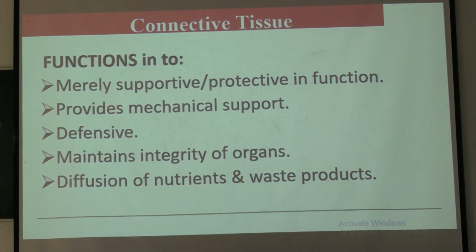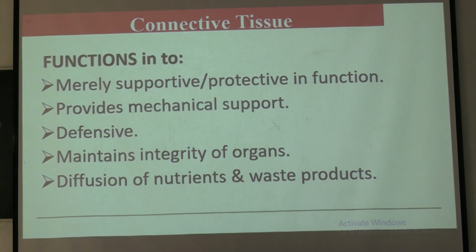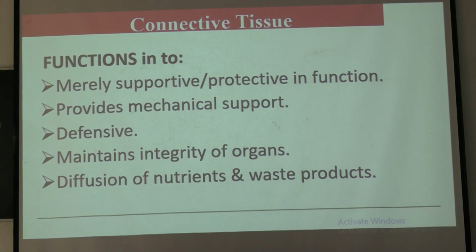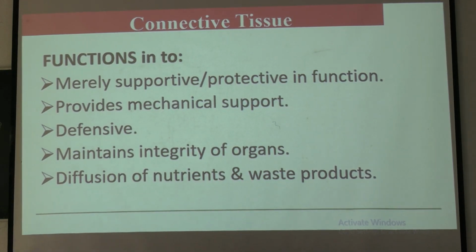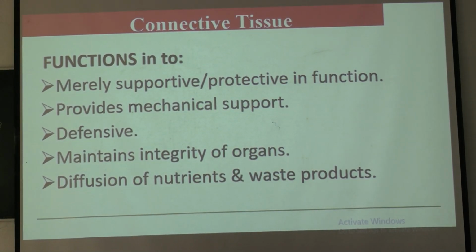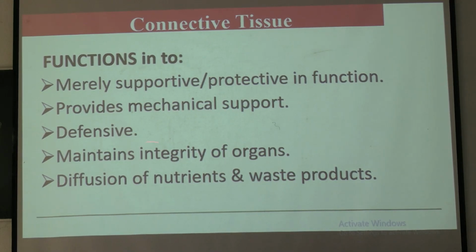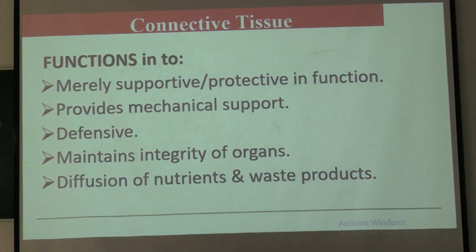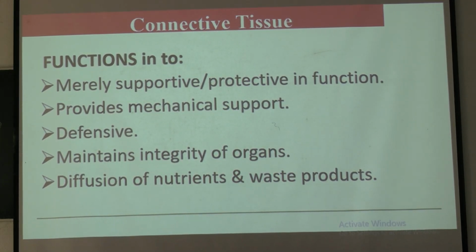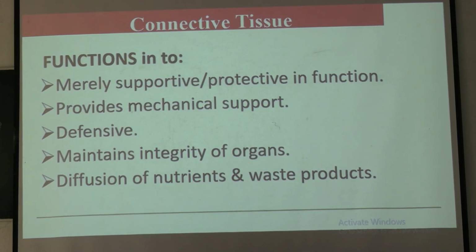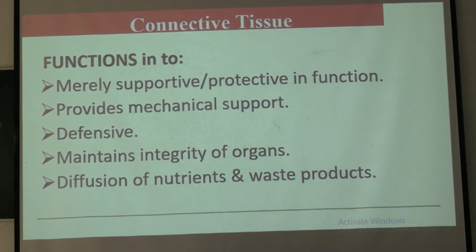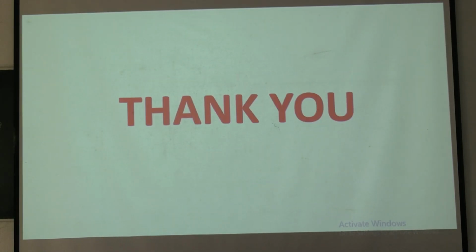Like in the parenchyma of the liver and kidney, there is a meshwork of different fiber cells. They provide integrity to different organs and allow diffusion of nutrients and waste products. This is also another function of this connective tissue. That's all. Now we will go to the histolab.